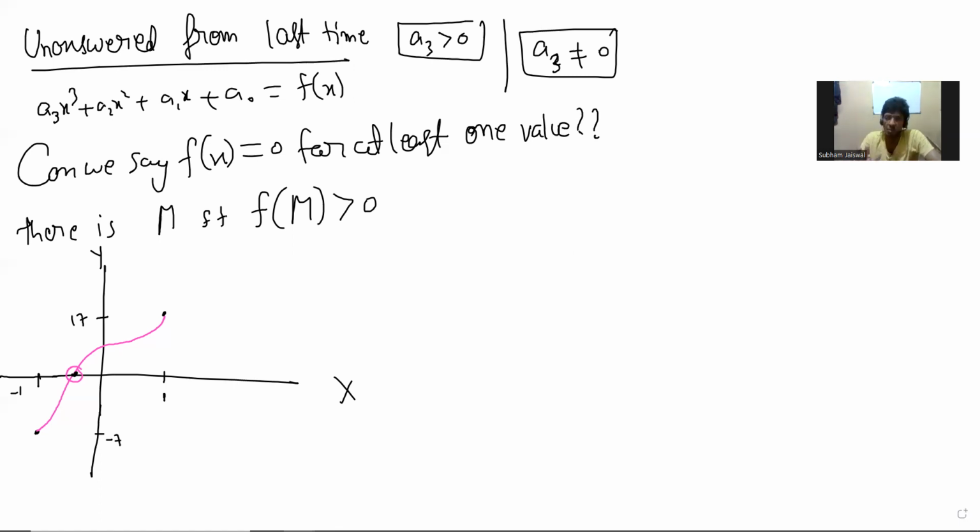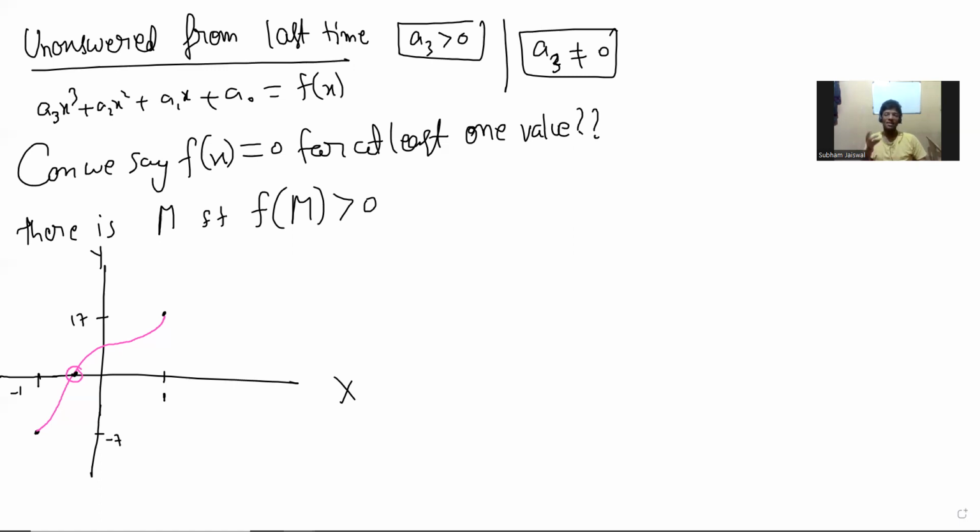So we are assuming A3 is positive, right? Yeah. So if A3 is positive, then it will have a positive output. That's we proved that earlier, right? That when x is very, very large, then it becomes positive, right? We proved that, right?